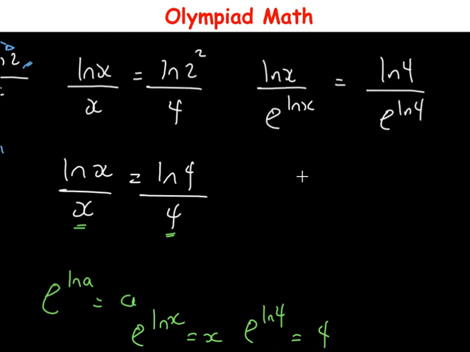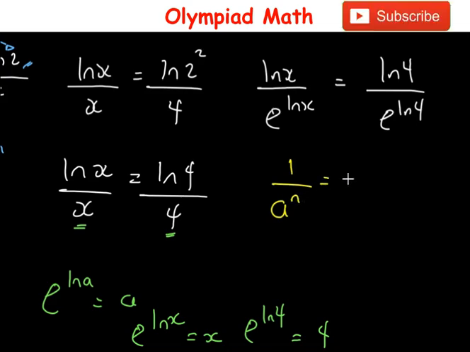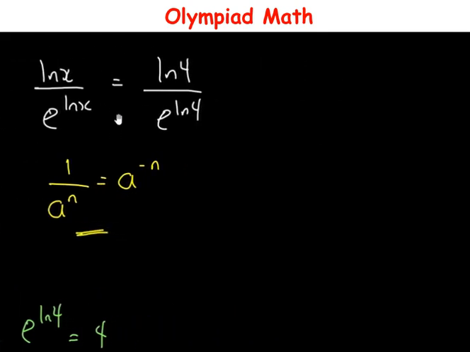Also, making use of this rule of indices, if you have 1 over a raised to power n, this equals a raised to power minus n. Applying this rule to this equation, the equation becomes ln x times e raised to power minus ln x, and this equals ln 4 times e raised to power minus ln 4.